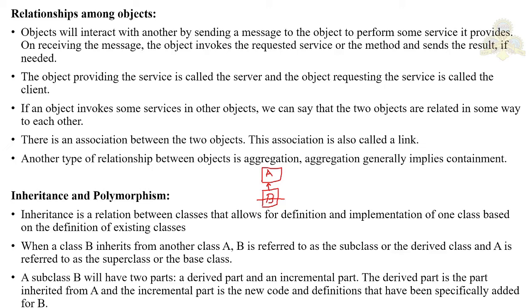Now this derived part is the part that is inherited from A. The members or the functions that are present in A can be used in B. And the incremental part is the new code or the definition that has been specifically written for this class B. Okay, so inheritance comes into the picture whenever there are a minimum of two classes, and the subclass inherits the properties, that means the members and the functions, from the base class.